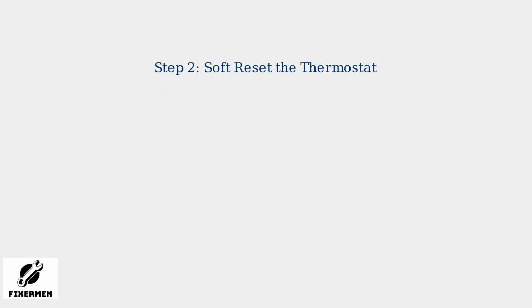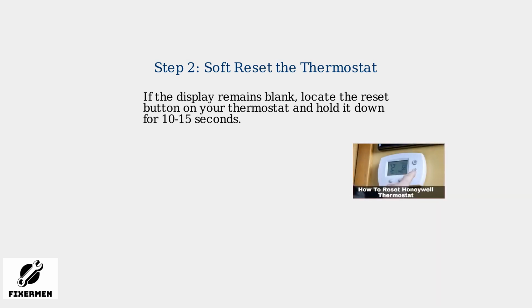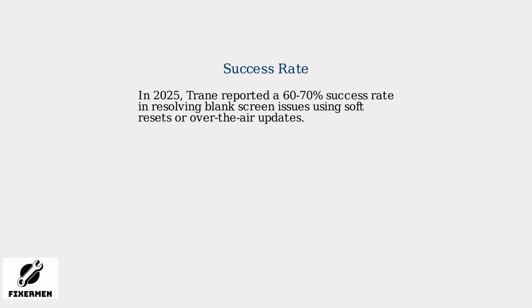If the display is still blank after the power cycle, locate the reset button on your thermostat. Hold it down for 10 to 15 seconds. This soft reset often clears temporary software glitches that cause the blank screen. These initial troubleshooting steps are highly effective. In 2025, Train reported that soft resets and over-the-air updates resolved blank screen issues in 60 to 70% of cases.